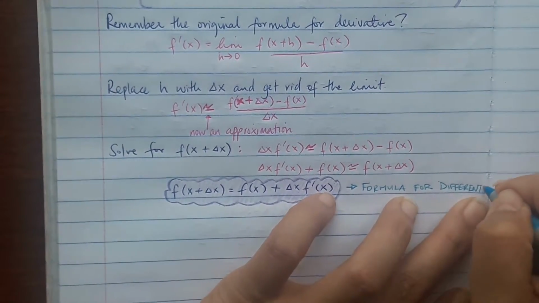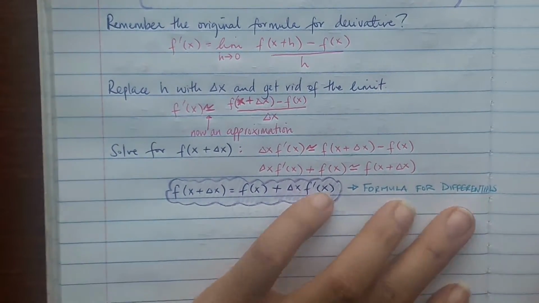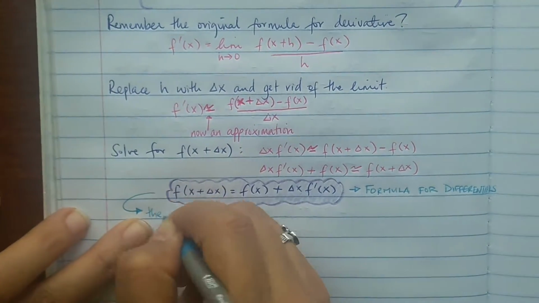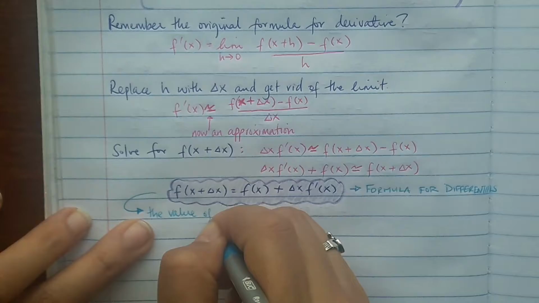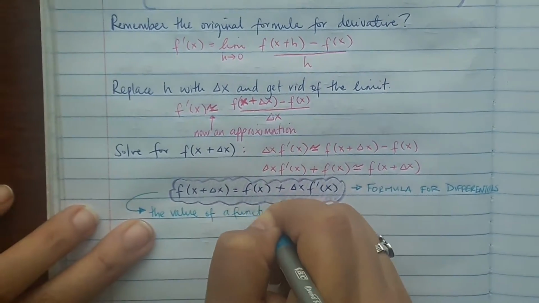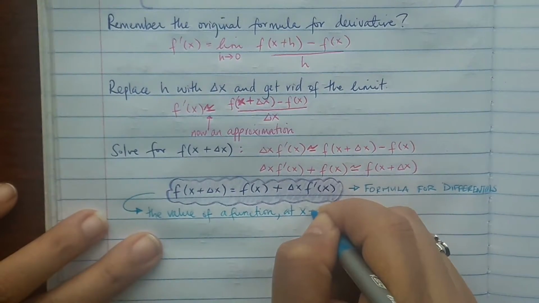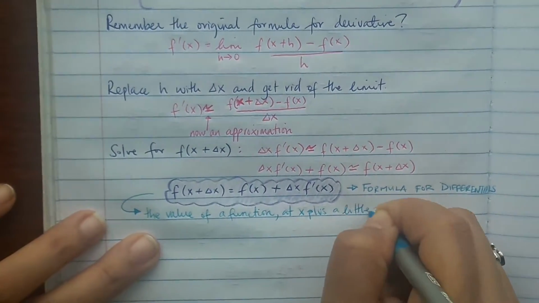So the small quantity represents the change in a number. Okay, the value of a function, this is all it says. The value of a function at x plus a little bit. This is a listening check, put a box around the formula for differentials. Is approximately equal.